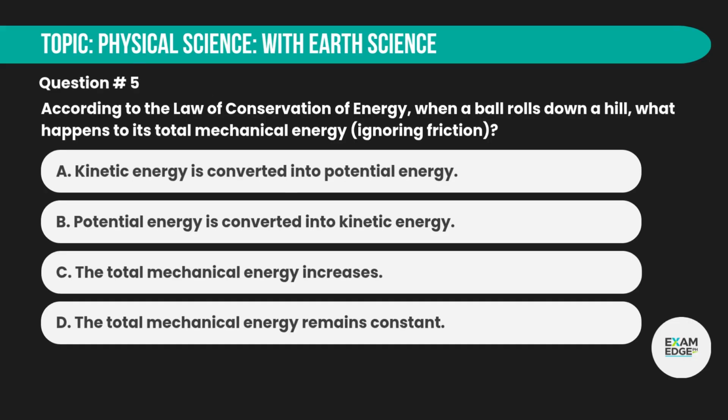Question number 5. According to the law of conservation of energy, when a ball rolls down a hill, what happens to its total mechanical energy, ignoring friction? A. Kinetic energy is converted into potential energy. B. Potential energy is converted into kinetic energy. C. The total mechanical energy increases. D. The total mechanical energy remains constant. Correct answer: D. The total mechanical energy remains constant.